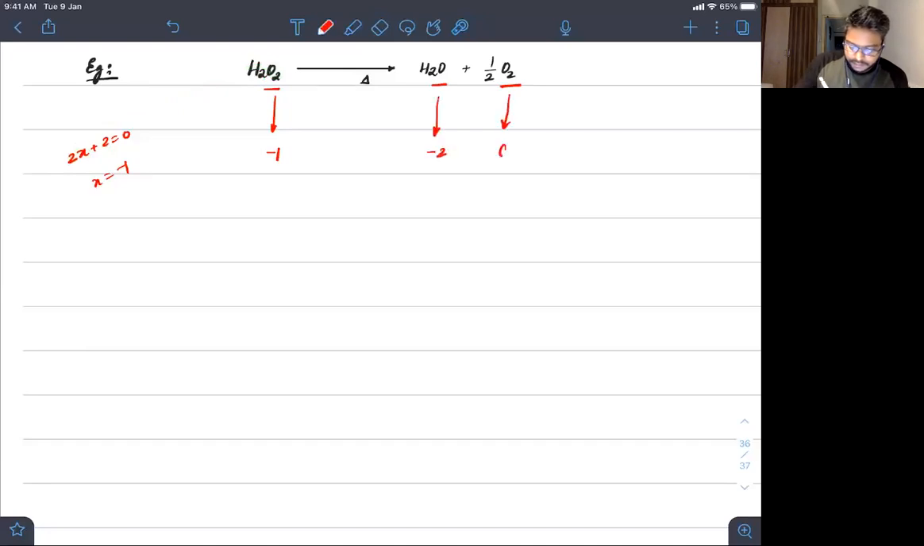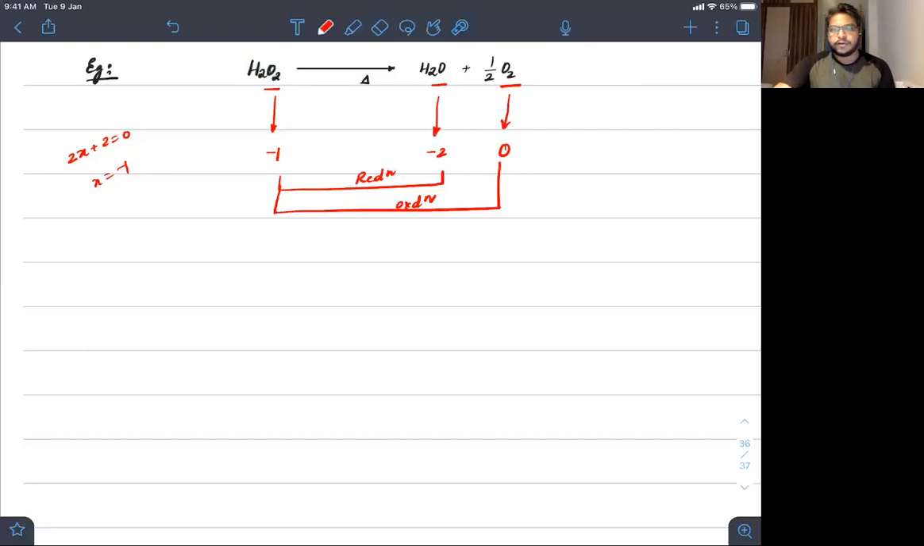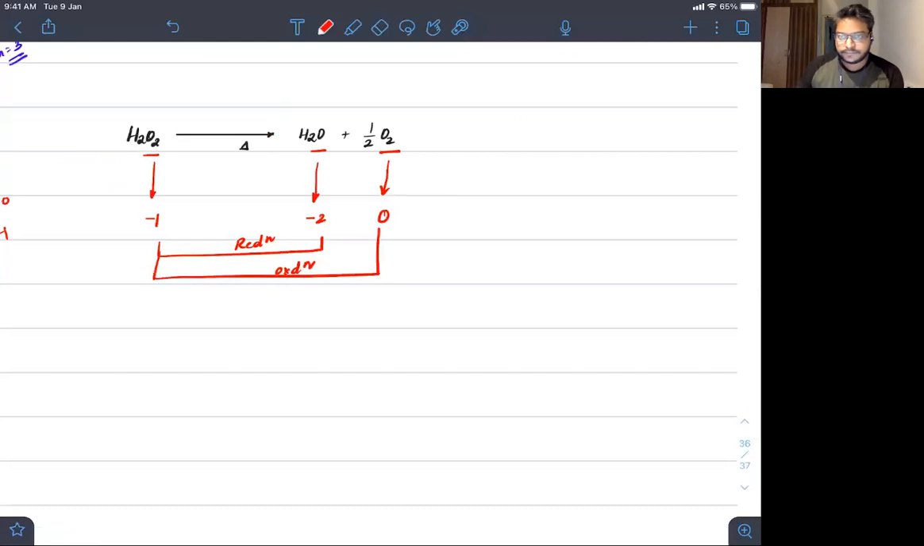And oxygen here is -2. Oxygen here is 0. So you can see -1 to -2, it is reduction, and -1 to 0, it is oxidation. Clear? So oxygen itself is undergoing oxidation as well as reduction. So H2O2 goes through oxidation and reduction, and the same oxygen is undergoing both. Now listen up. Can we say this reaction is a disproportionation reaction? I'm coming there, beta.